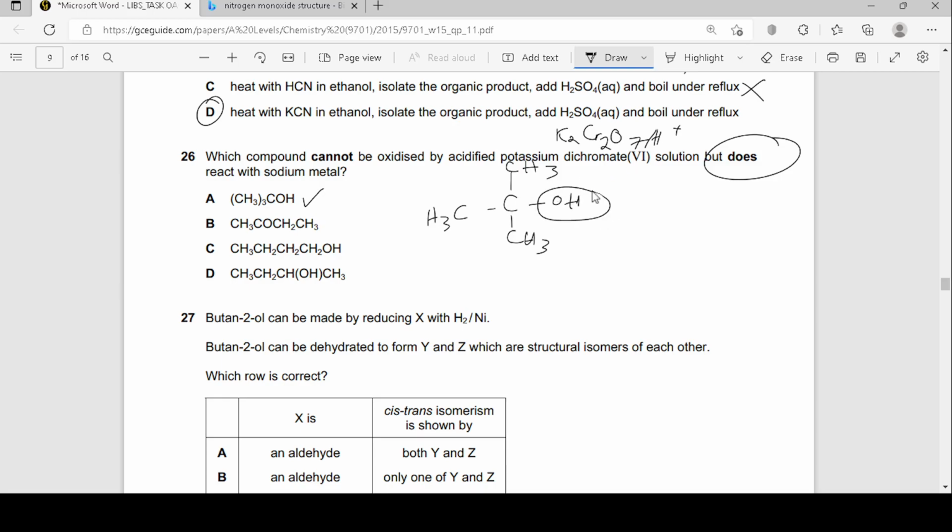But does it react with sodium metal? It does react with sodium metal because it has OH. So my answer is immediately A. But let's check the other options.